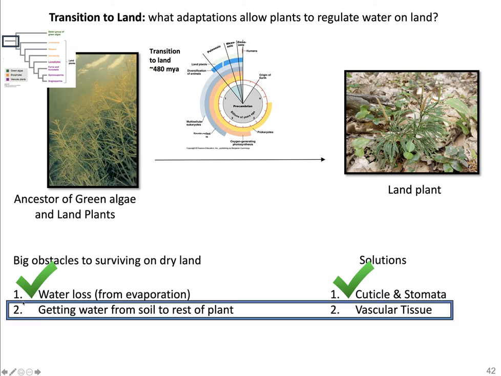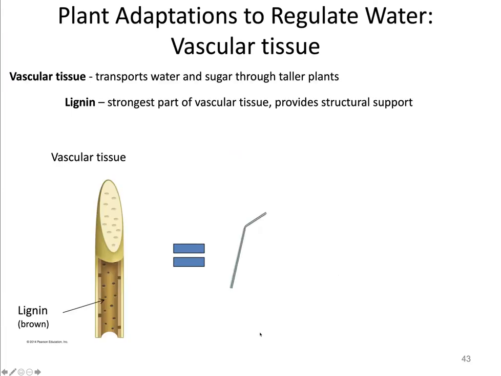And in this lecture, what we're going to talk about is this next obstacle. We're going to talk about how land plants use vascular tissue to get water from the soil up to the rest of the plant. So when we talk about vascular tissue, essentially what we're talking about is tissue that helps transport water and sugar through taller plants from the soil and the roots up through the rest of the plant. And one of the major components of this vascular tissue is something called lignin. Basically, lignin is the strongest part of the vascular tissue, and it provides strong structural support.